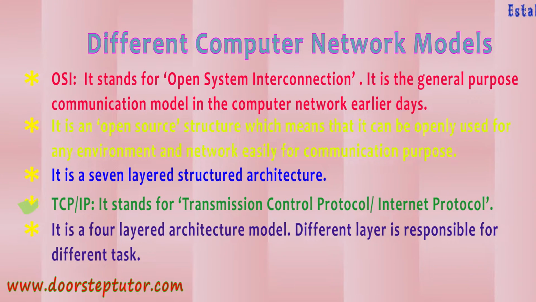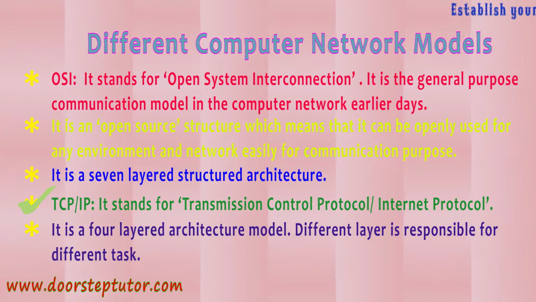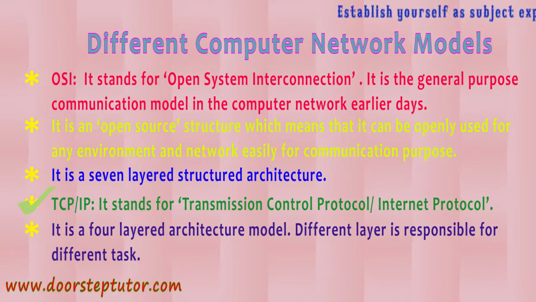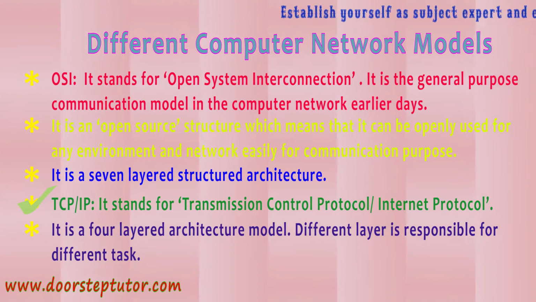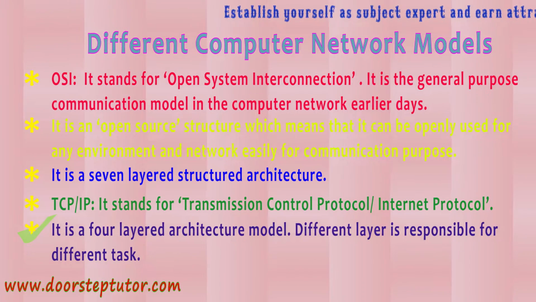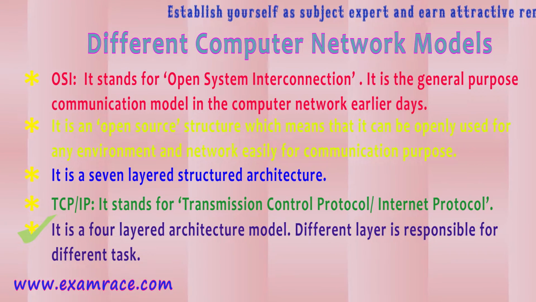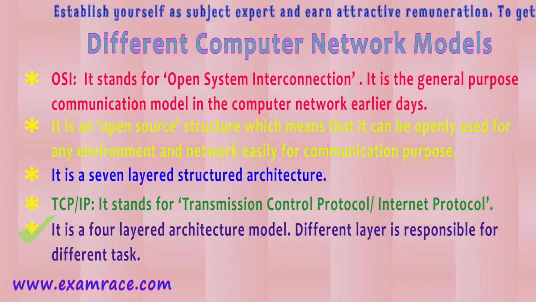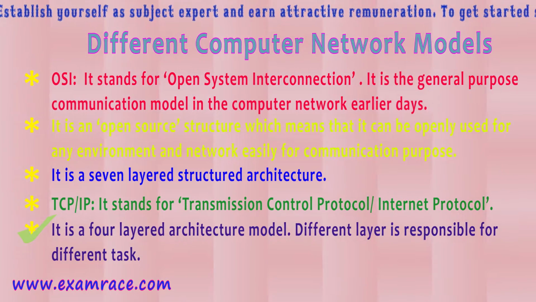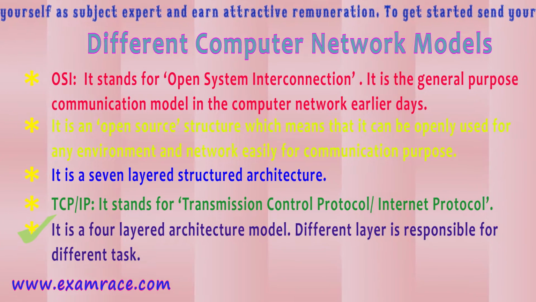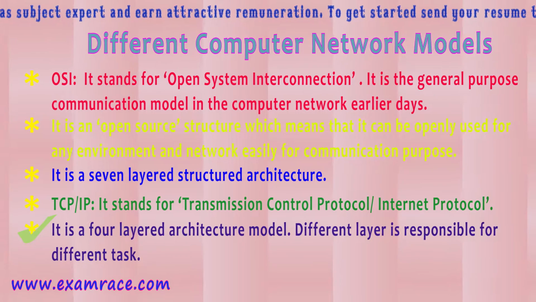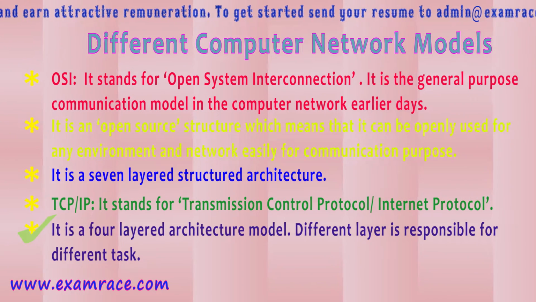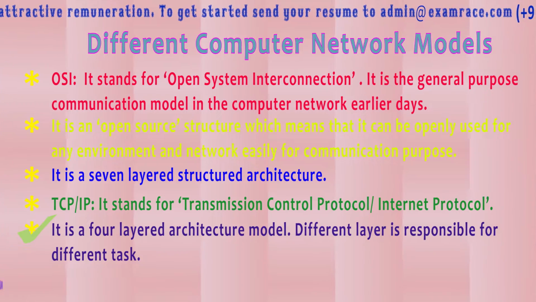So let's come to the second topic, that is TCP/IP. TCP/IP stands for Transmission Control Protocol, and IP stands for Internet Protocol. So this is the full form of TCP/IP. The second point, it is a four-layered architecture model. Different layers are responsible for different tasks. If we have 4 layers in TCP/IP, every layer has its individual working and coordination with the other layers. So this was all about OSI and TCP/IP. You can go for detailed information on OSI and TCP/IP in other videos also, in which OSI is explained well.